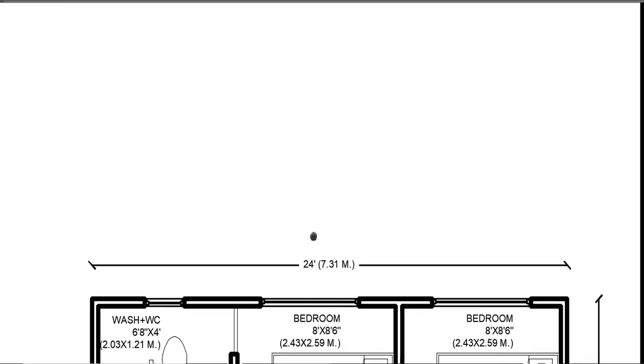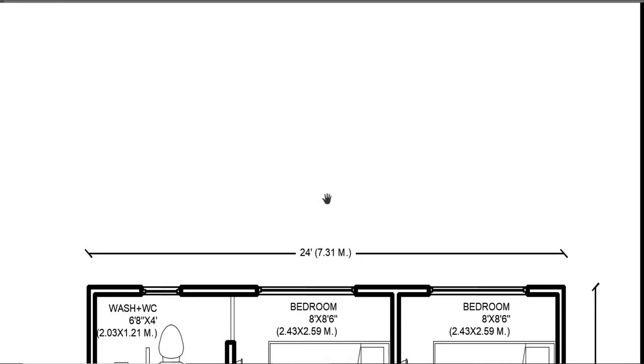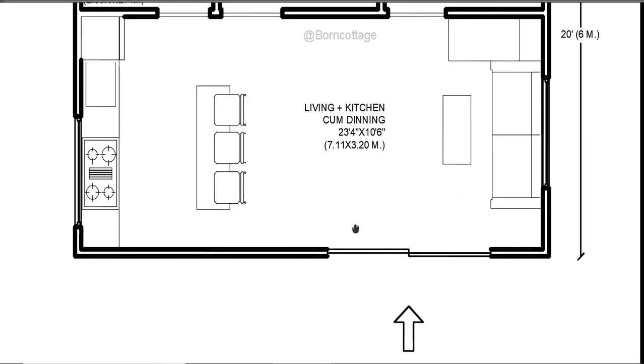So this is the floor plan of the house. There are 3 20 feet shipping containers. The total area I have taken is the length is 24 feet, in meter 7.31 meter, and the width is 20 feet, in meter 6 meter. So in the front we have a sliding door here. After that we'll go inside.